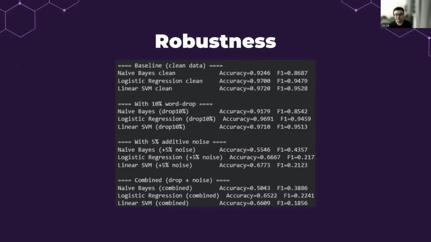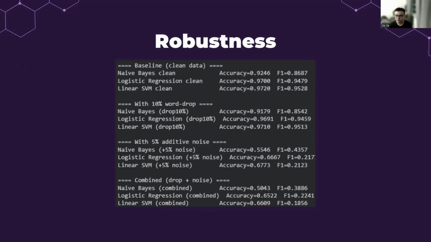all models dip on accuracy and also on F1, but we'll talk about accuracy at the moment. The linear models, while also dropping significantly, still held up their basic structure, showing that they are learning deeper patterns rather than just word frequencies. Naive Bayes, on the other hand, drops to 0.55, which is essentially random chance. And when we combine it with the 10% missing words, it drops to 0.5, which is a literal coin toss.